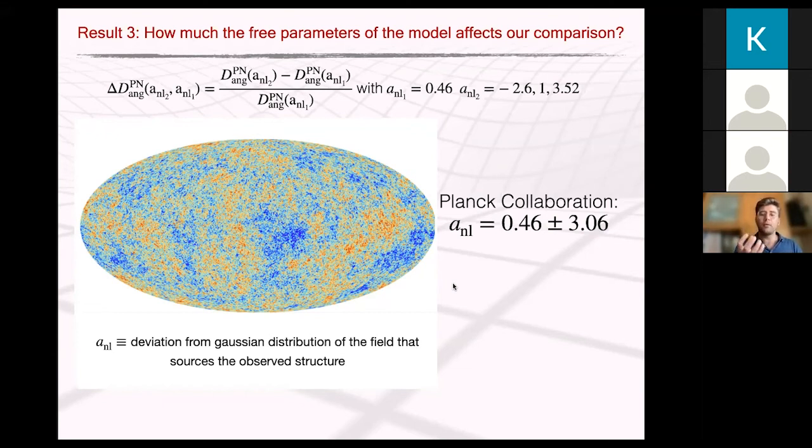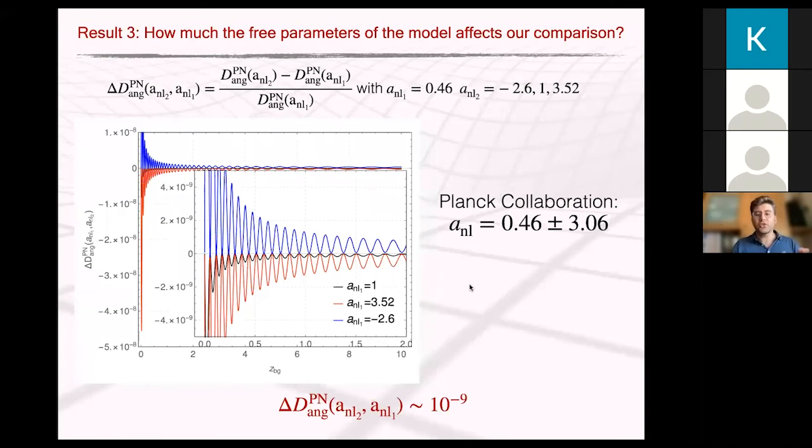Since this parameter acts as a trigger for certain post-Newtonian terms in our metric, and also since it has a lot of room to vary inside its confidence interval as measured by the Planck satellite, we decided to see what is the impact of A_NL by calculating the post-Newtonian angular diameter distance for different values of A_NL inside this confidence interval. The result is that the variation of the post-Newtonian angular diameter distance calculated at different values of A_NL is of the order of 10 to the minus 9, which is very small, roughly four orders of magnitude smaller than all the other comparisons that we considered.